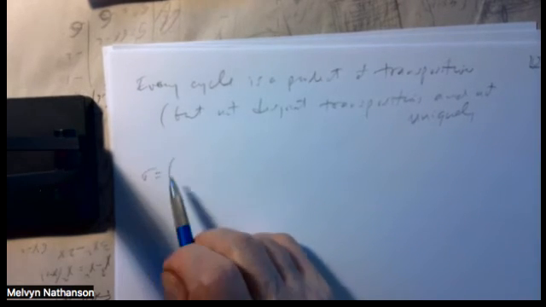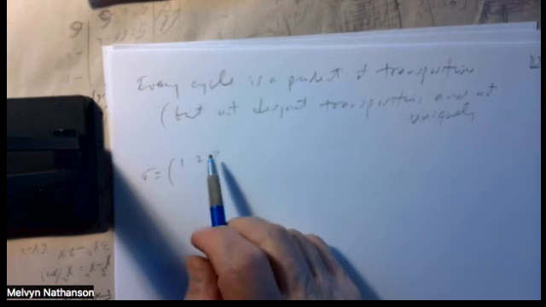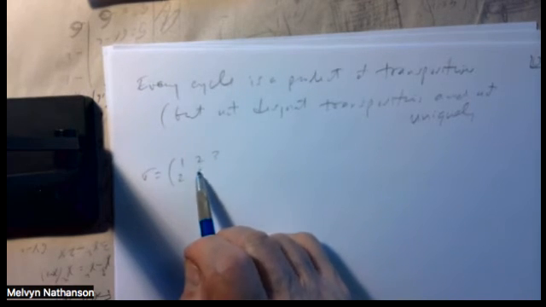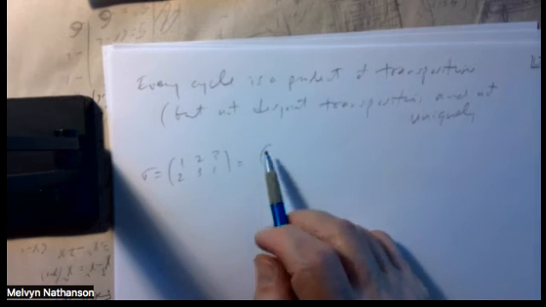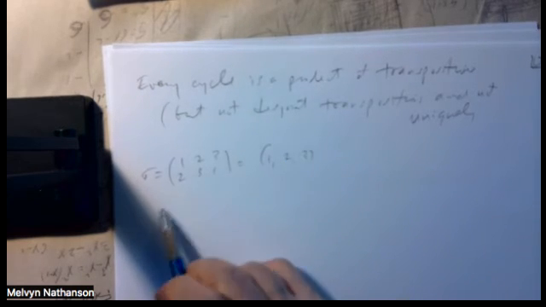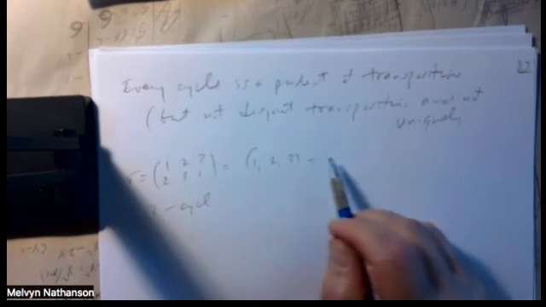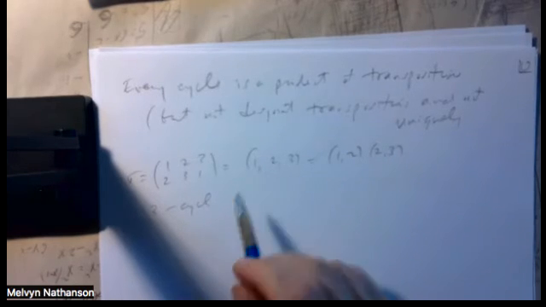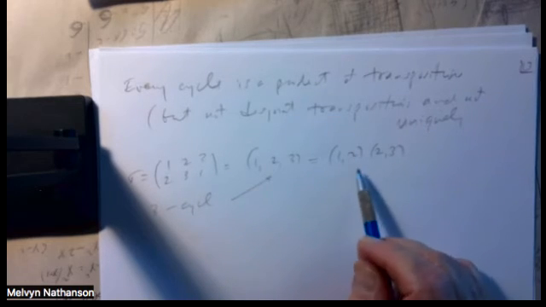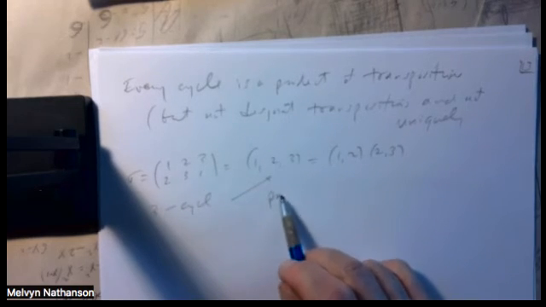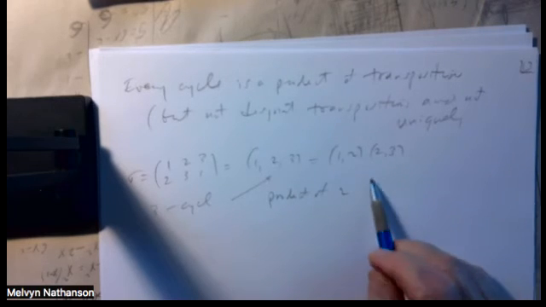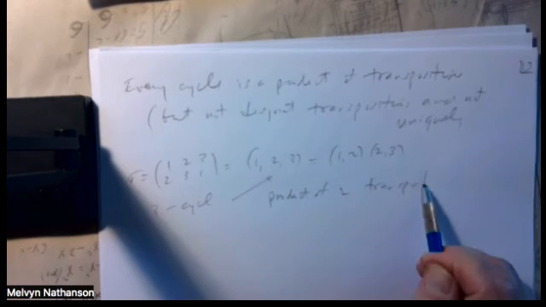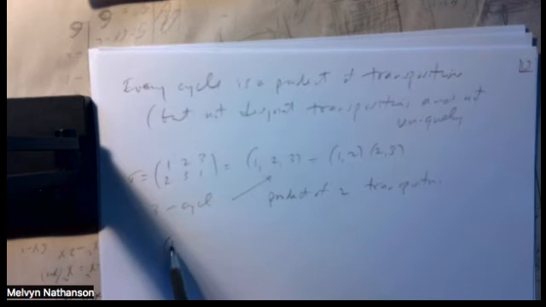So for example, suppose I take sigma to be the permutation in standard form, 1 goes to 2, 2 goes to 3, 3 goes to 1. But this is just a 3 cycle, (1 2 3). I claim this is a product of transpositions. In fact, I claim this is the product of (1 2) and (2 3). So this 3 cycle is a product of 2 transpositions. Let's just double check.